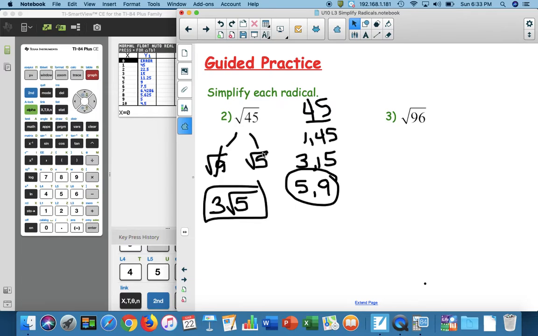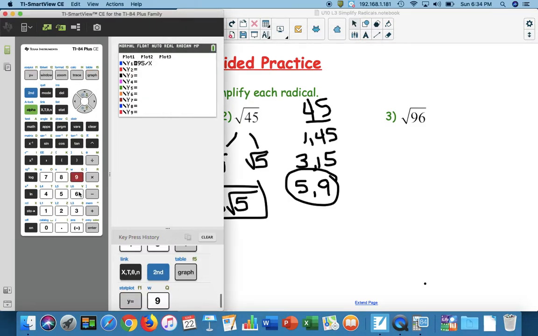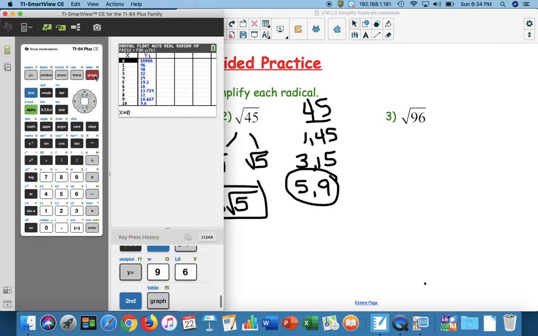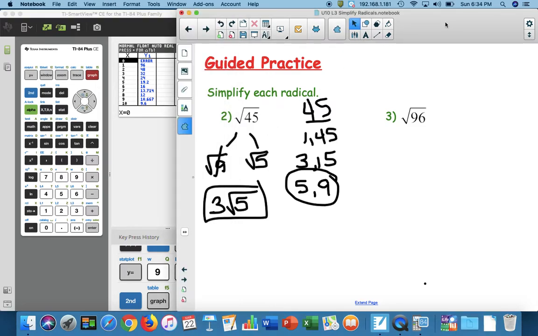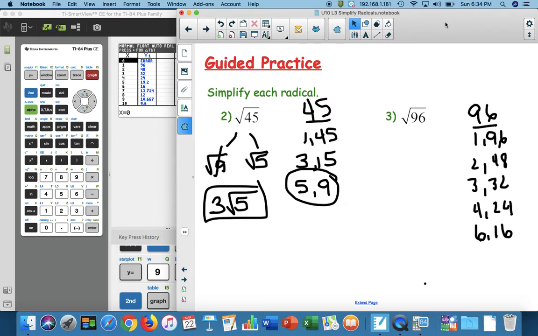Why don't you hit the pause button and try 96 on your own right now. Hopefully you were able to figure that out. Now, really quick, the factors of 96 are 1 and 96, 2 and 48, 3 and 32, 4 and 24, 6 and 16, and 8 and 12.